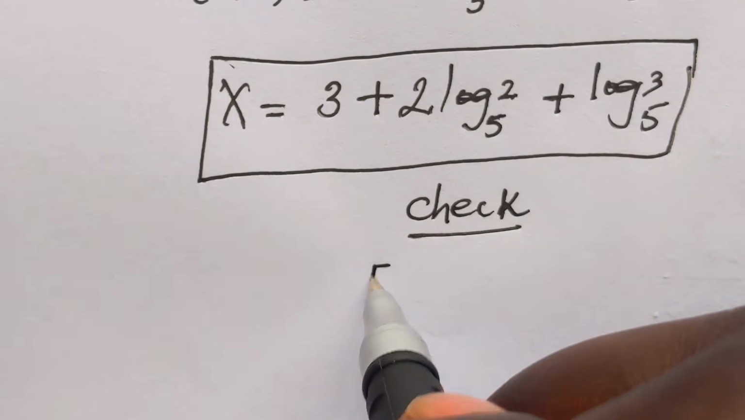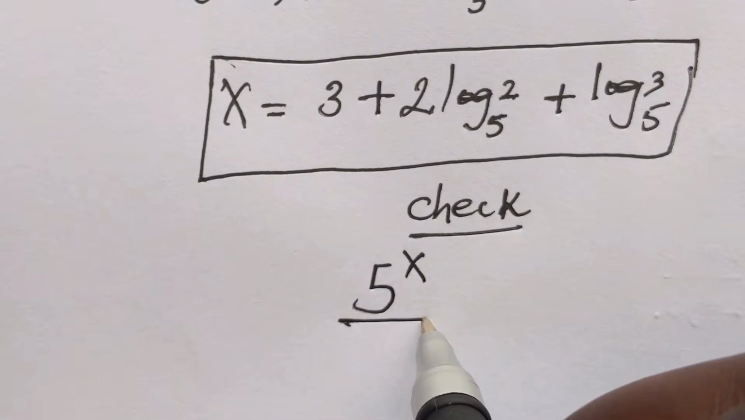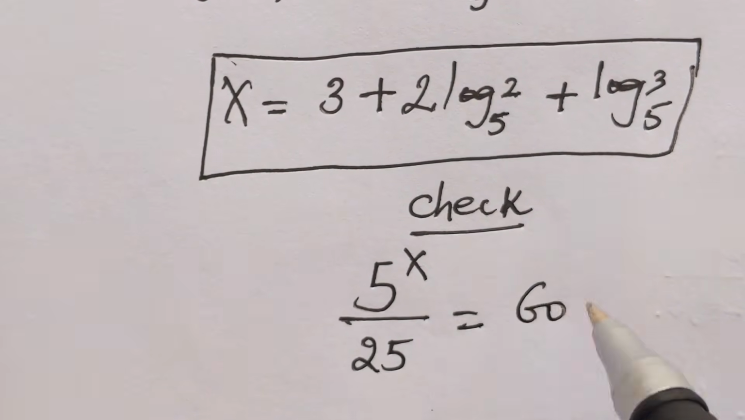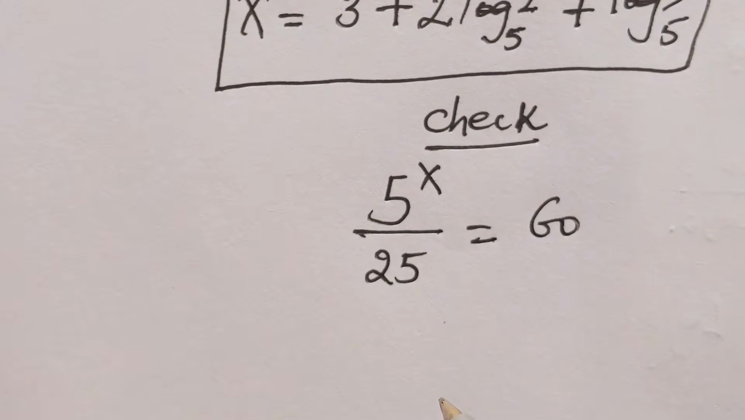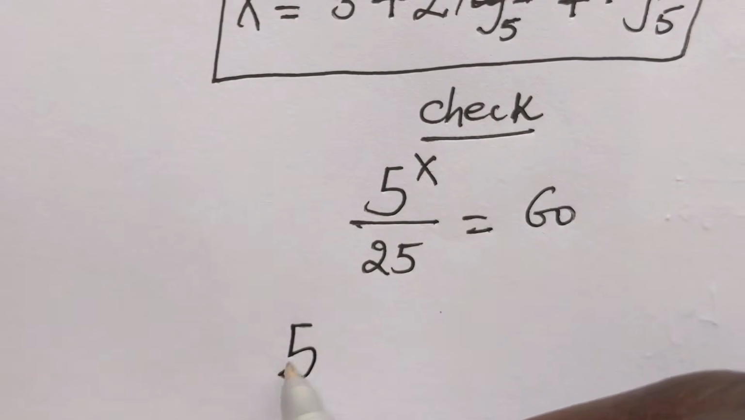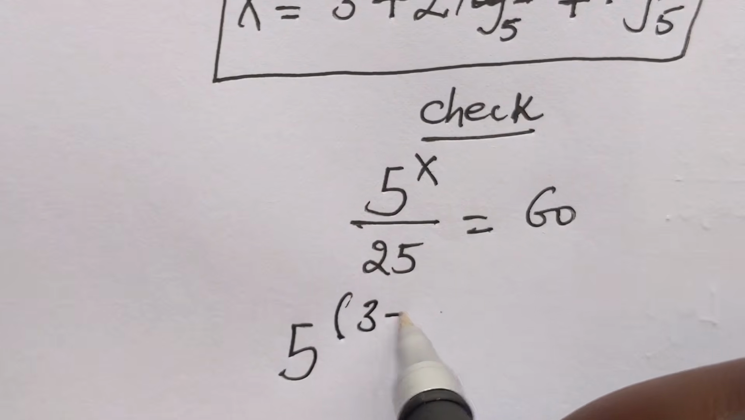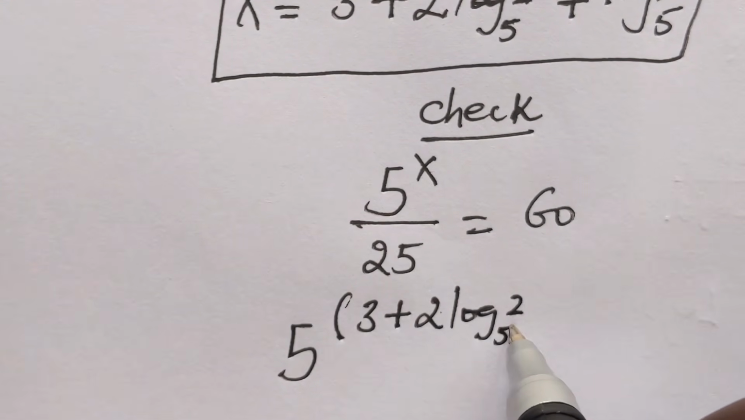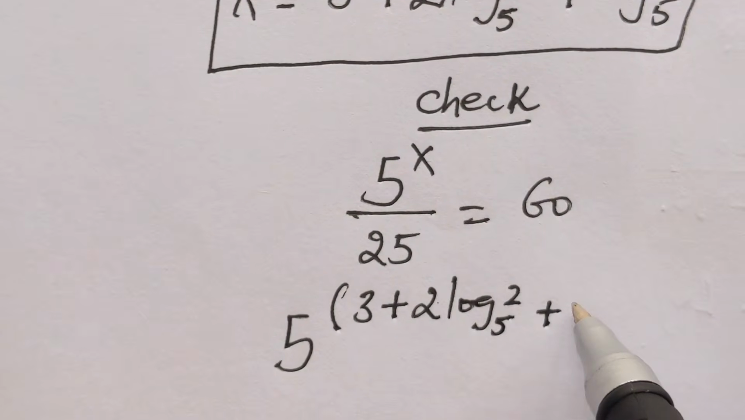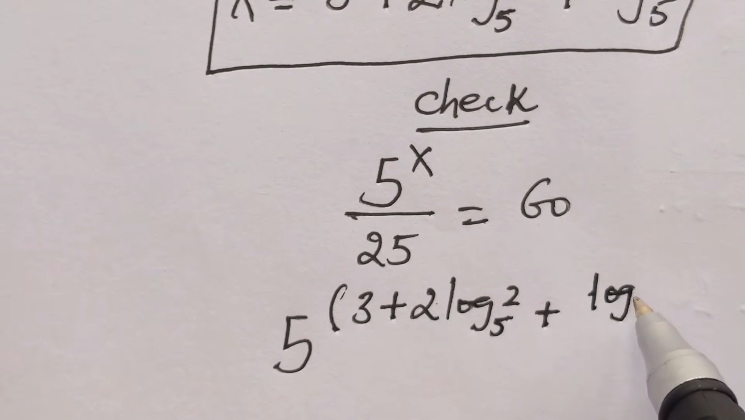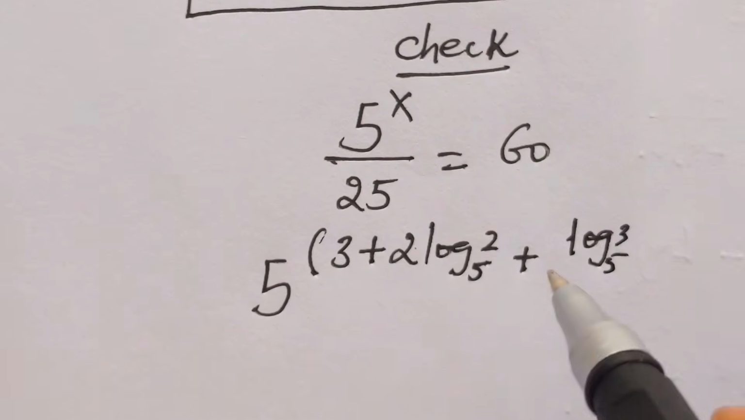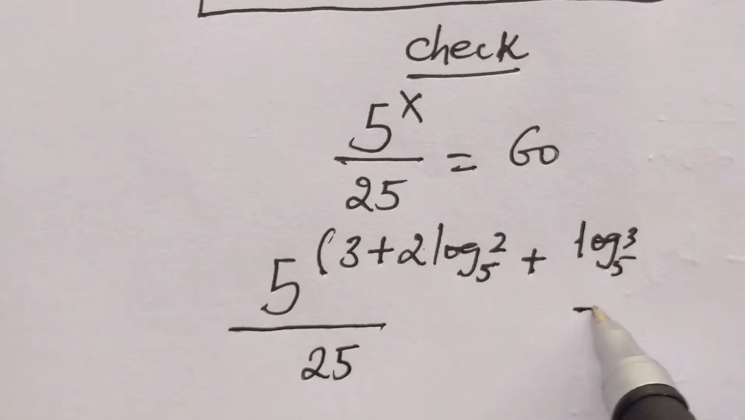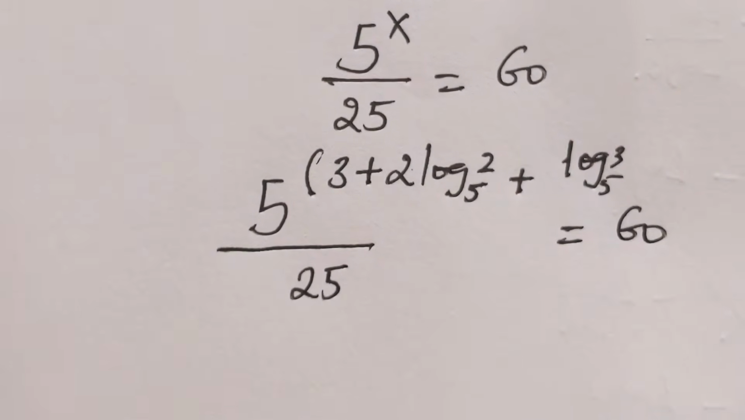So I have given 5^x over 25 equals 60, and here you have to say 5 to the power 3 plus 2 log of 2 to the base 5 plus log of 3 to the base 5, over 25, here should be 60.